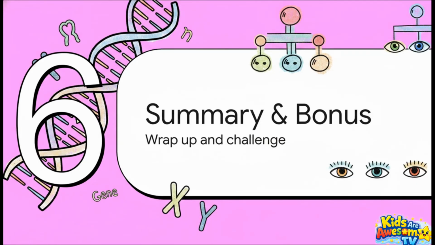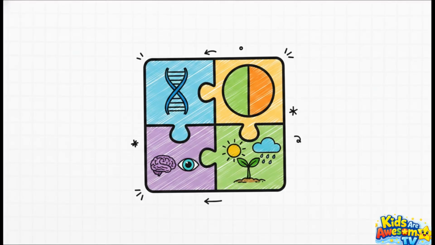Section 6. Summary and your bonus challenge. Here are your major takeaways from today's lesson. First, heredity passes traits from generation to generation using DNA as the ultimate instruction manual. Second, you inherit exactly half of those instructions from your mom and half from your dad, creating a totally unique you. Third, always remember the difference. Inherited traits are locked into your genetics, while acquired traits are learned or happen to you during your lifetime. And finally, never forget that your environment, like the food you eat and the sun you soak up, can actually change how your traits appear.